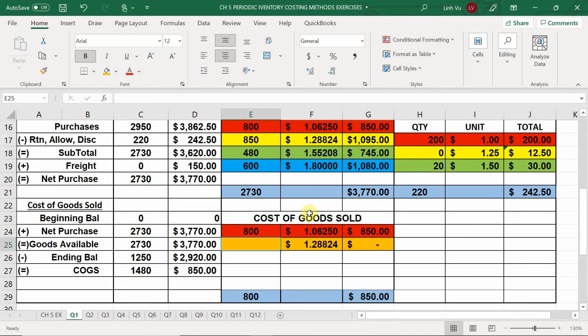How much more do I need to sell to get me to 1,480? 1,480 minus 800. Good. How much does that give you? 680. Now let's take a look at my yellow batch of inventory. How much do I have in my yellow batch? I have 850. So in this case, I can't take all of it. I can only take some of it.